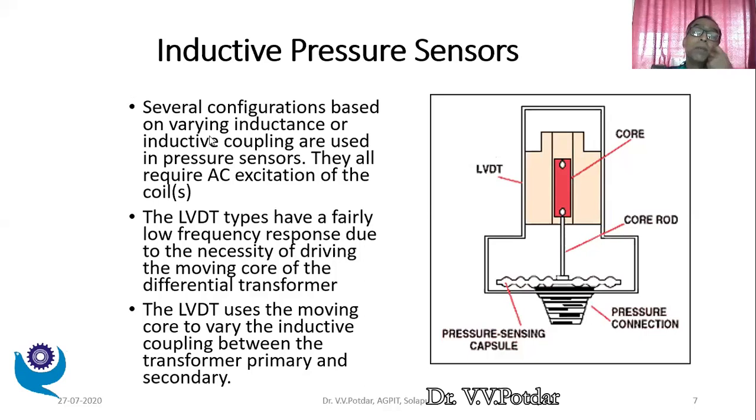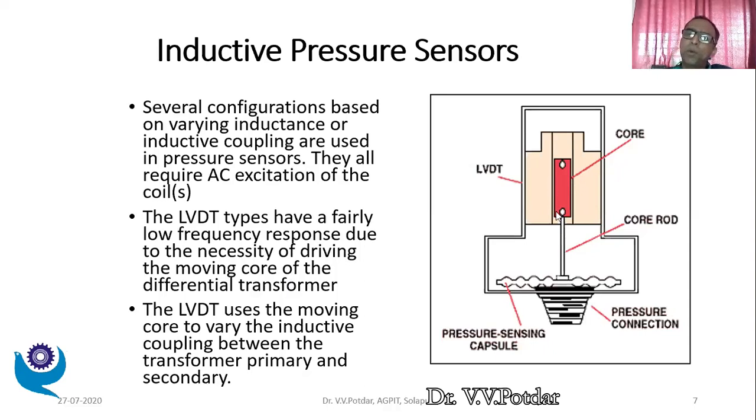Several configurations based on varying inductance or inductive coupling are used in pressure sensors. They all require AC excitation of the coil. The LVDT types have a fairly low frequency response due to the necessity of driving the moving core of the differential transformer. Now, what do we mean by low frequency response? We'll be studying this frequency response part in the 4th unit. You have the time response and you have the frequency response. Now, frequency response is related with dynamic changes.